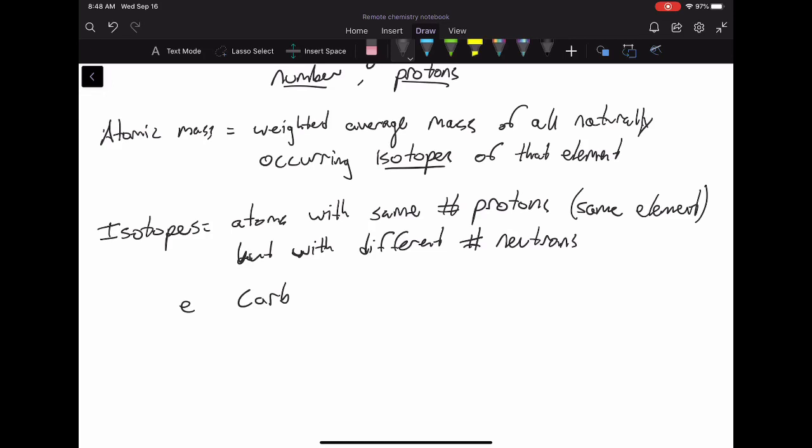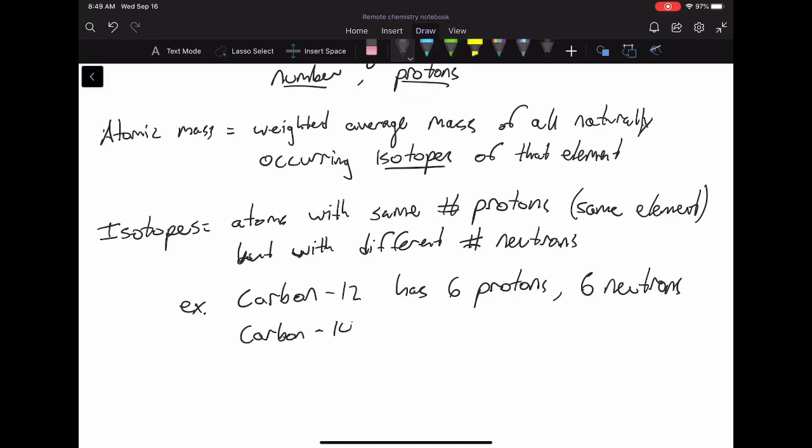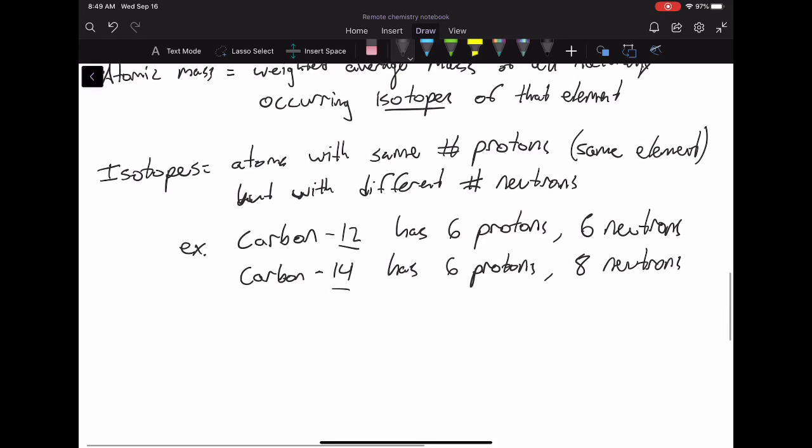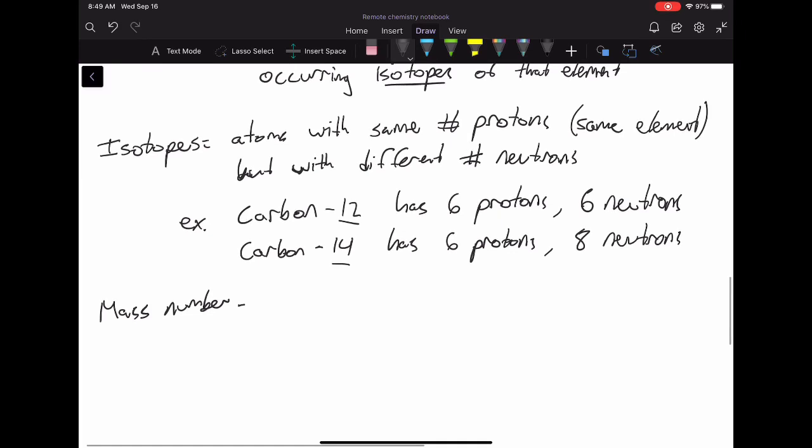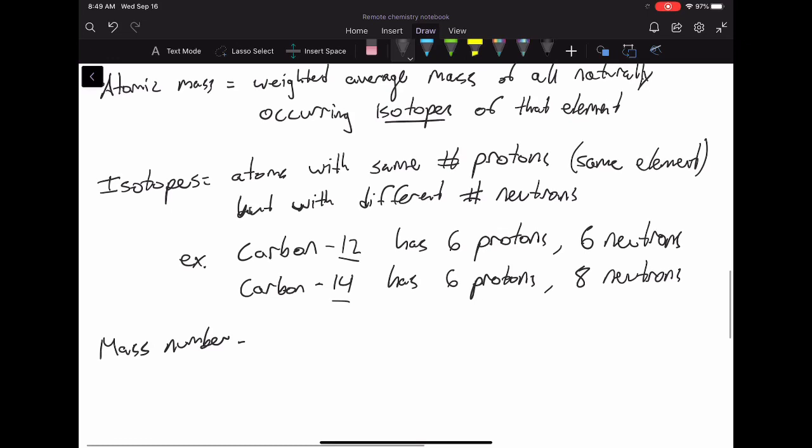So this would be like an example. Carbon normally has a mass of 12, and that's because it has 6 protons and 6 neutrons. But sometimes you can have a carbon that has a mass of 14, and because it's carbon, it has to have 6 protons. But in carbon 14, it would actually have 8 neutrons. And so each of these numbers coming after the carbon, that just represents the mass number. So the mass number is like the mass of an individual atom. And then the atomic mass is like the average of all of those mass numbers.